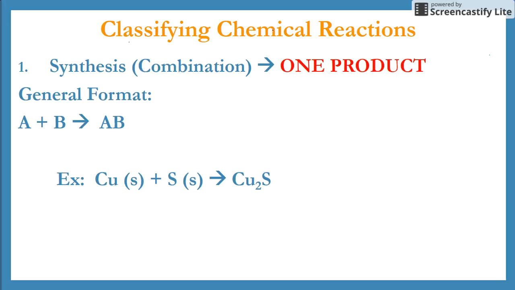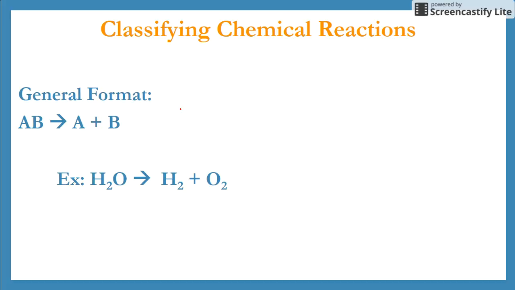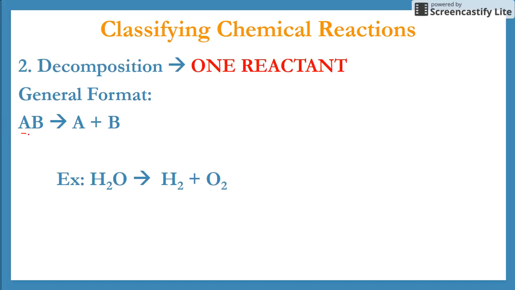So things are coming together, in this case copper and sulfur, to make copper 1 sulfide. The copper 1 means the charge is +1, and you need 2 +1s to equal the -2 of the sulfur. But bottom line is that's a synthesis reaction because you have one product. Moving on, if you have one reactant, so one compound breaking up into multiple compounds, that's called a decomposition reaction.